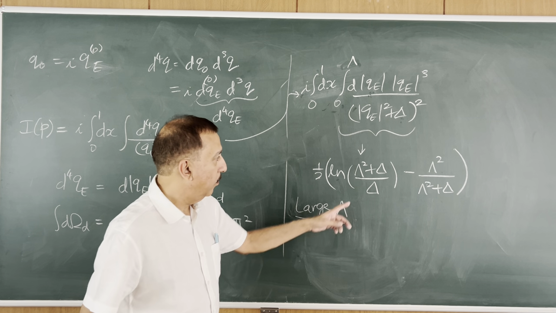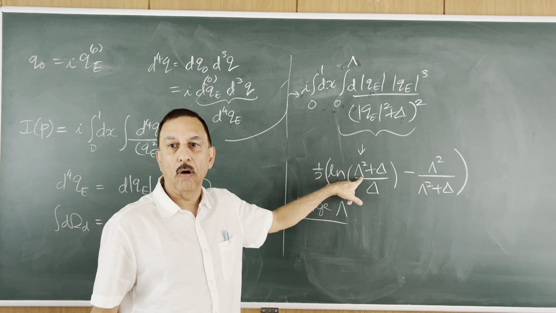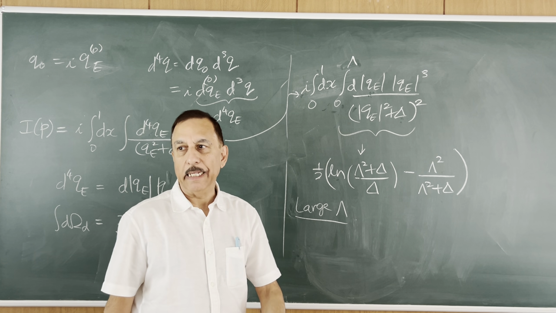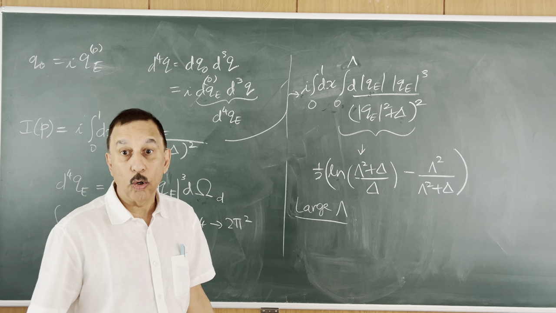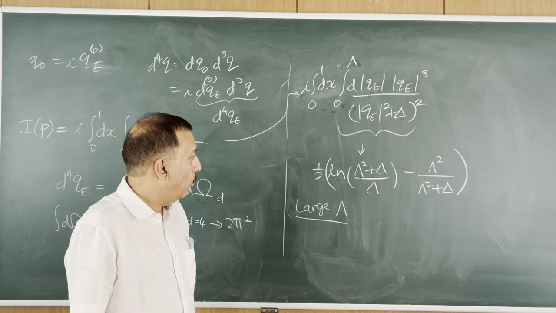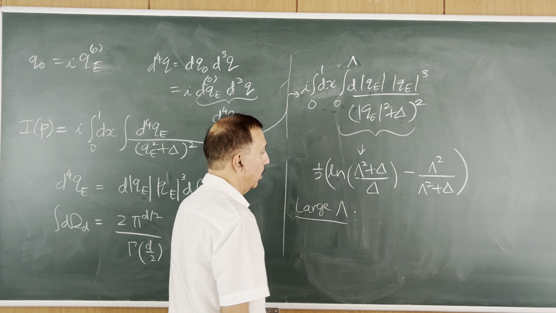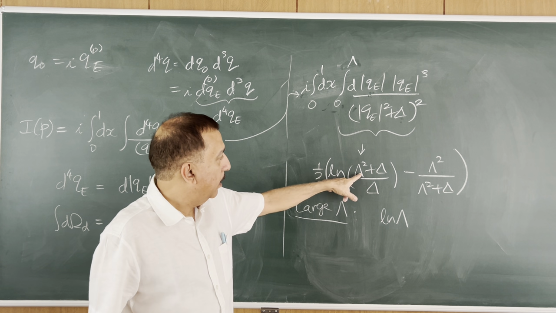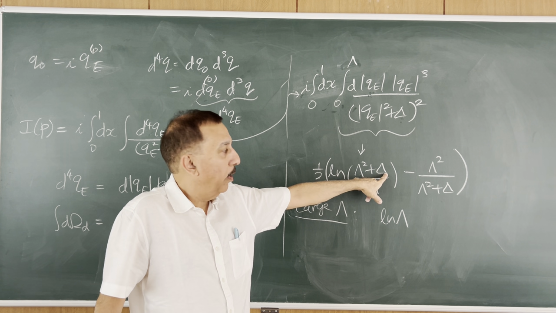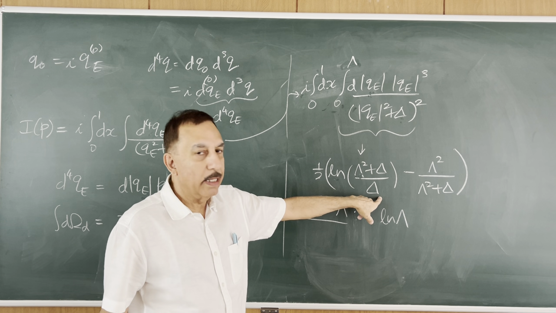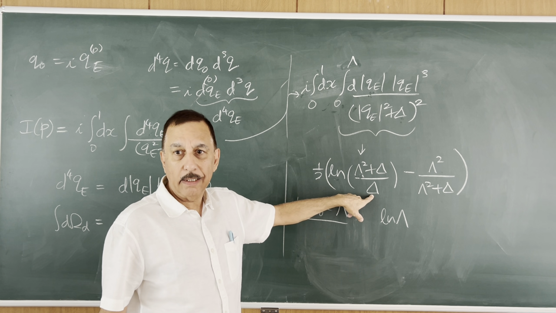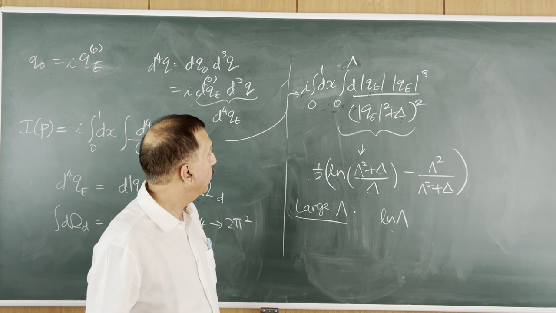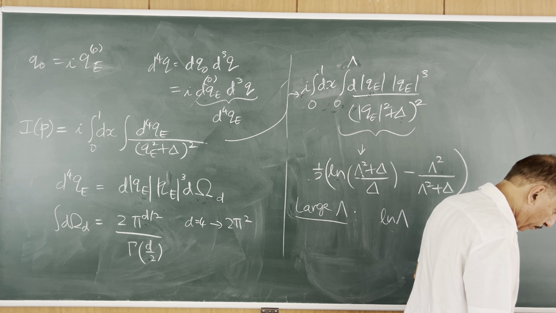What do we expect? Visibly, we can see that the divergence is like log lambda. That is exactly what I told you last time, that it's a logarithmic divergence. This is what that means. It grows like log lambda. It's a slow growth, but it's still a growth. So for large lambda, the leading term will be log lambda. And in fact, the leading term is just log lambda, because if I take lambda very large, I can forget delta compared to it. And then this is log of lambda squared minus log of delta. But log of delta is finite. Log of lambda squared is twice log of lambda, 2 cancels half. So this is the actual leading behavior. Okay. Good.